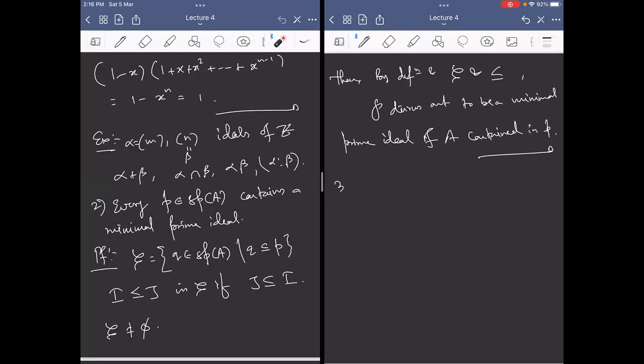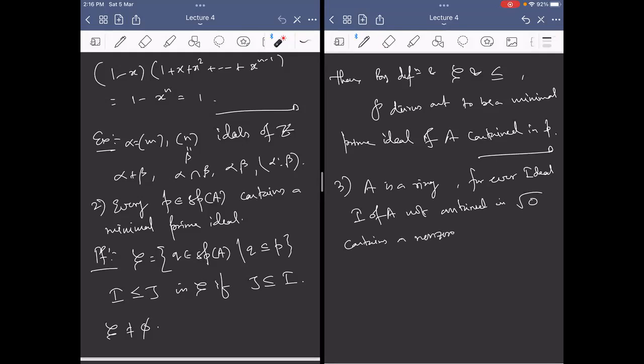Okay. So next problem, what I am going to do is that suppose A is a ring and I is an ideal. What I'm trying to say is that for every ideal I of A not contained in the nil radical, I contains a non-zero idempotent.